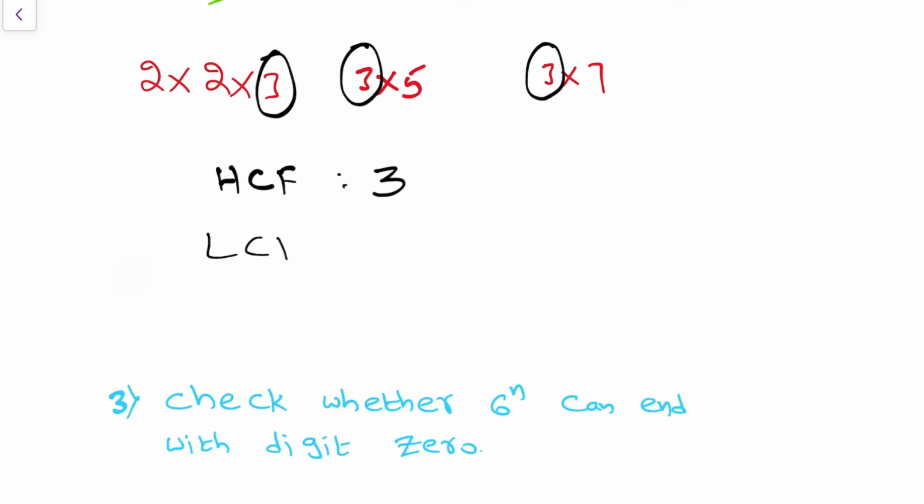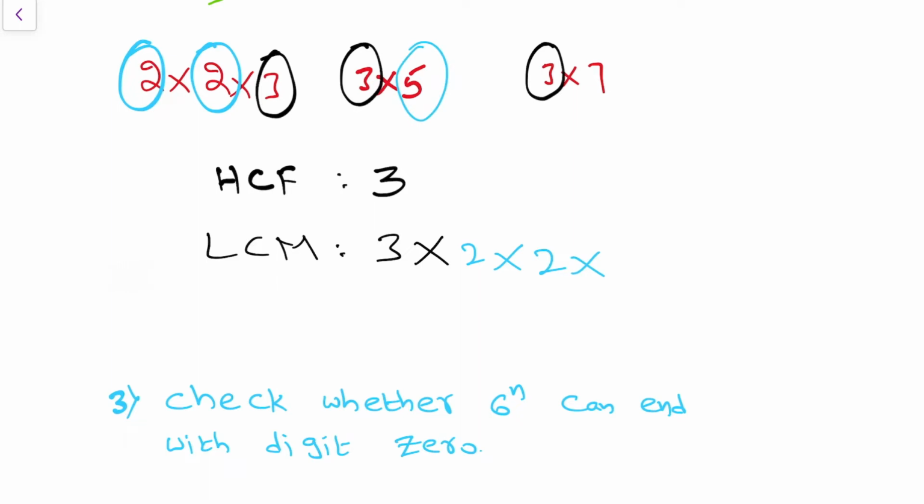Now to write the LCM, first write the common numbers. That common number is 3 into. Now besides the common numbers, every extra number we need to write. Here extra number 2 is there, so write that 2 into. Again one more time 2 is there, write that 2 also into. Here extra number 5 is there, write that 5 into. Here extra number 7 is there, so write that 7 also. So this will become the LCM, 3 into 2 into 2 into 5 into 7. 3 twos are 6, 6 twos are 12, 12 fives are 60, 60 sevens are 420. This is the HCF as well as LCM of the given numbers by the prime factorization method.